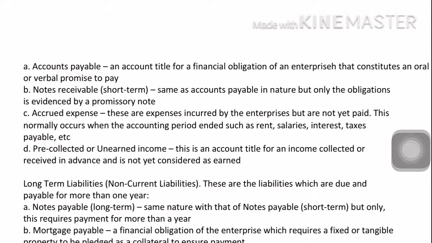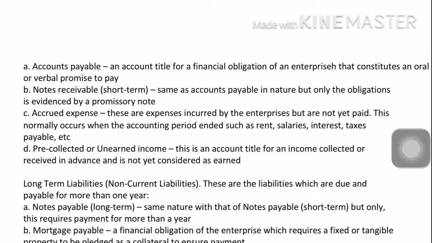Kanang manangid ka sa iya nga bayaran nimo siya pero in a promissory note, short term dapat ang bayaran mo siya is kanang 12 months. And accrued expense. These are expenses incurred by the enterprises but are not yet paid. This normally occurs when the accounting period ended, such as rent, salaries, interest, taxes payable, and etc. So, kanin siya is kanang mag-occur na ni siya when the accounting period is ended.